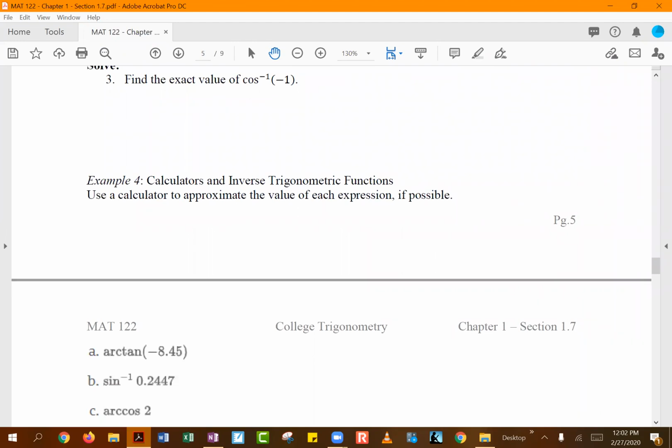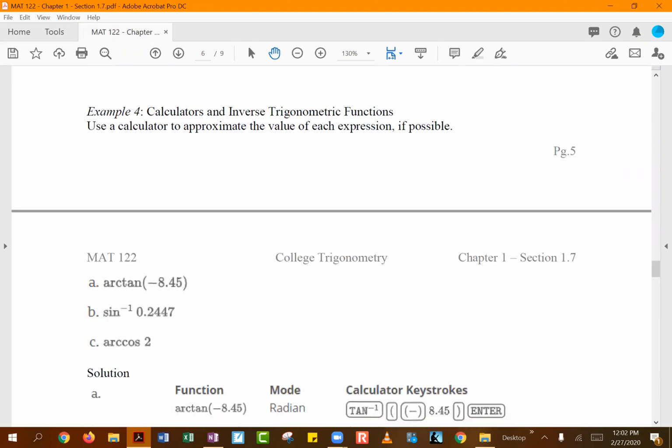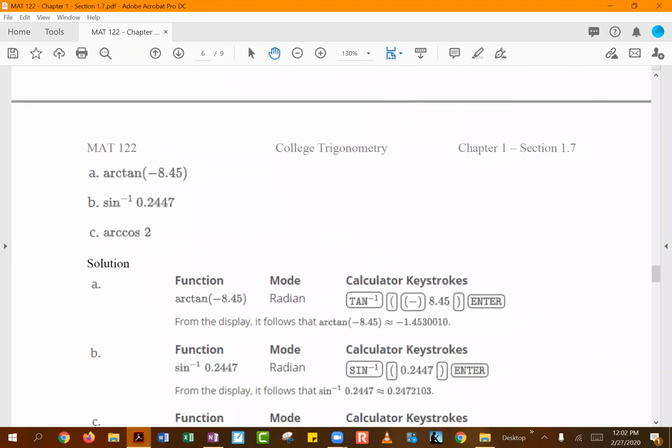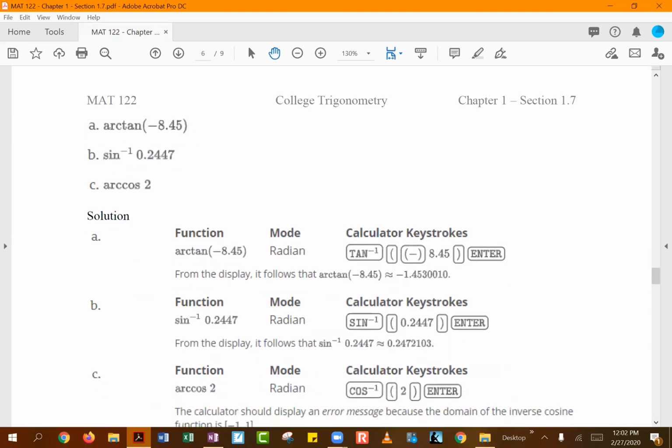Okay. Now we're getting into approximate value. So this is the part where you can actually use your calculators. They're asking us to calculate arctangent of -8.45. This is where you use those inverse keys on your calculator, the tangent inverse, put your little negative sign in there, 8.45, and you should be able to get your approximate value. Same thing for your sine inverse of 0.2447 and arc cosine of 2.